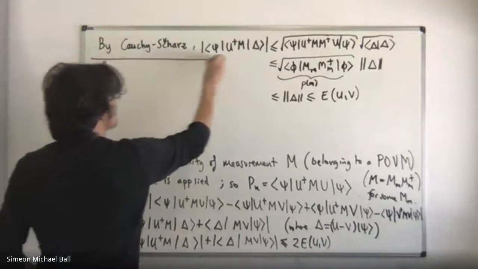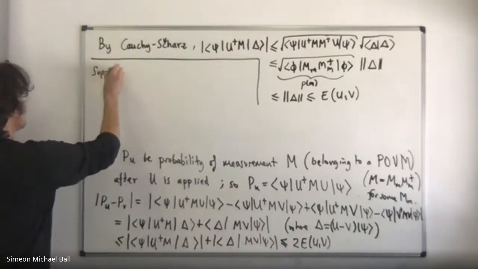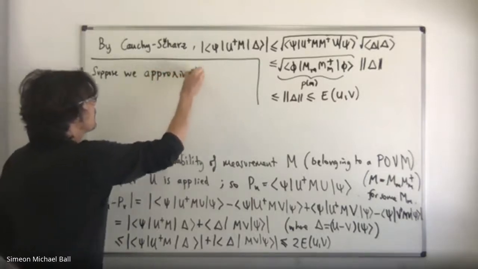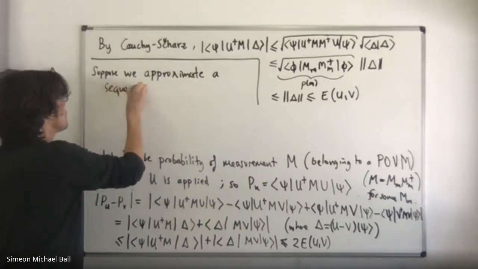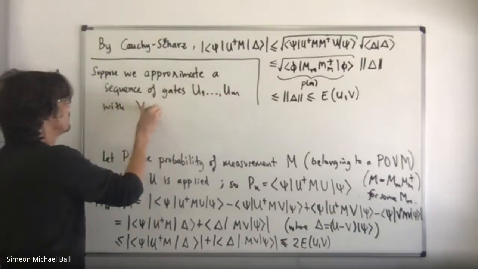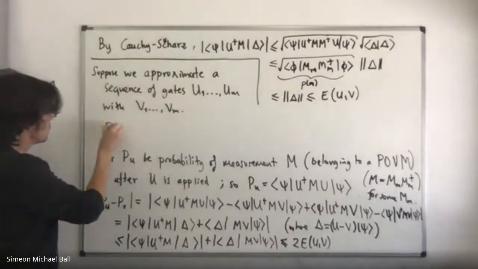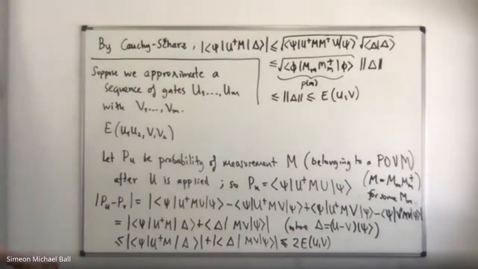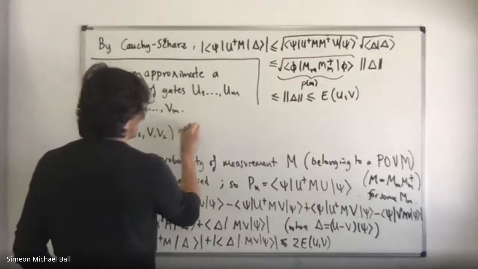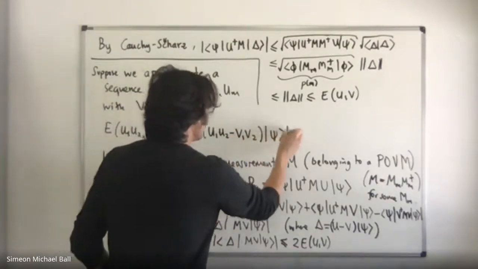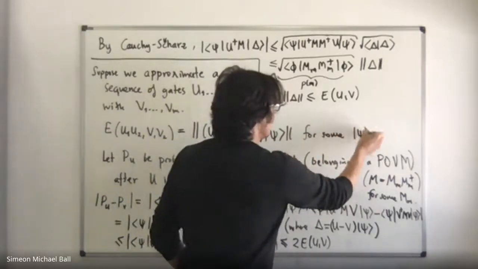So now suppose we approximate a sequence of gates U1 to Um with V1 to Vm. So let's think about the case of 2 at the moment. So what would be the error between U1, U2 and V1, V2? Well, that's equal to the norm of U1, U2, minus V1, V2, psi, or some psi.